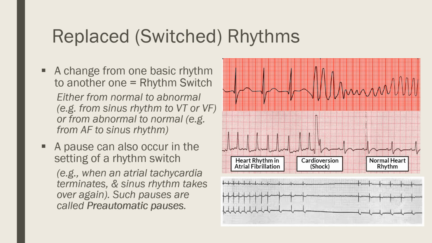Also, a pause can occur in the setting of a rhythm switch, as in this example when an atrial tachycardia terminates and sinus rhythm takes over again. Such pauses are called pre-automatic pauses.